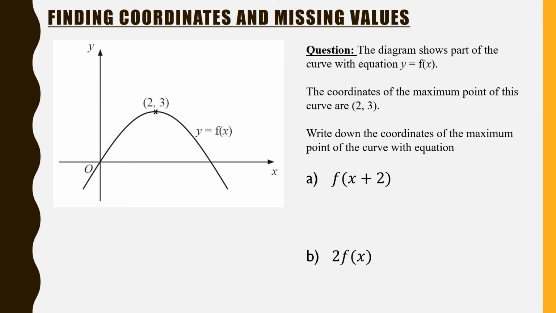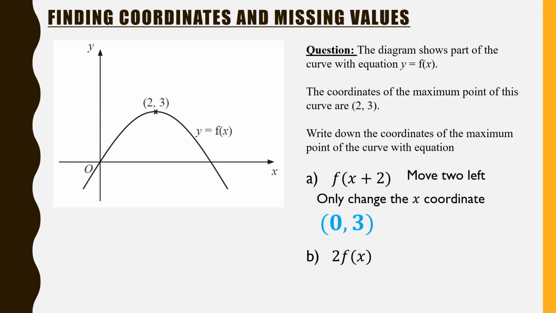What I need to do on this is go, well, I know that if it's inside the bracket, that means I'm moving my function 2 spaces to the left. So if I was to move that coordinate 2, 3, 2 spaces to the left, what would my coordinate be? I'd only need to change my x coordinate, so it'd be 0, 3, because I'm moving it 2 spaces left, which means I'm going 1, 3, and then 0, 3. So I get a mark for that.